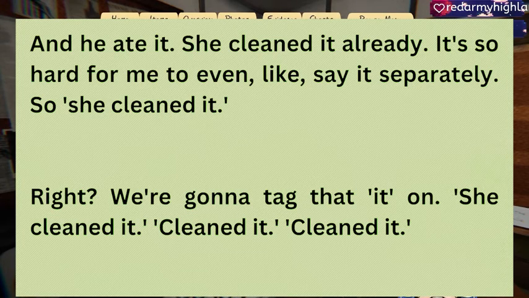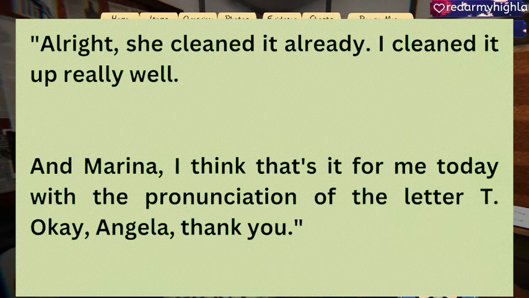She cleaned it already. It's so hard for me to even say it separately. So she cleaned it, right? We're gonna tag that it on. She cleaned it. Cleaned it. All right, she cleaned it already. I cleaned it up really well.